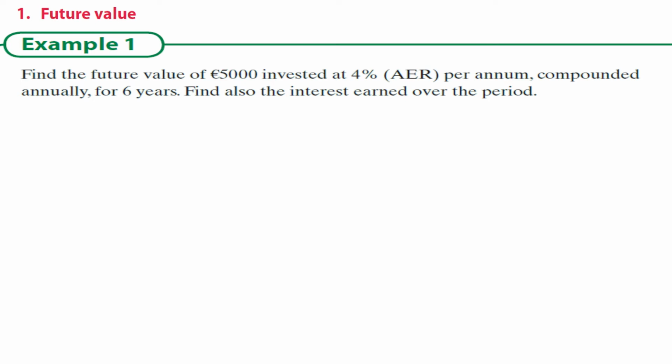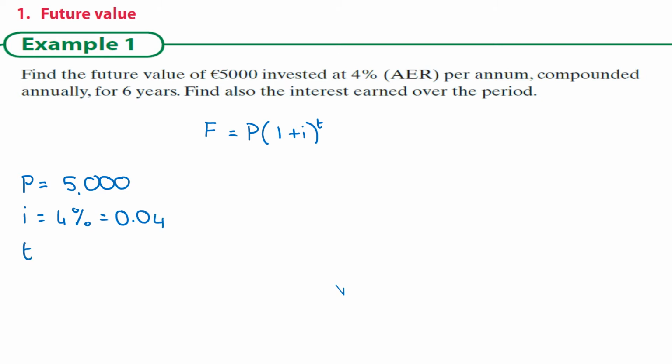So the first thing we're going to do is write our formula. The future value is equal to the present value times 1 plus i to the power of t. I'm looking for the future value. My current present value is 5,000. And my i is 4%, but we don't use percentages, we use decimals, so 0.04, and the time period is 6 years. So F is equal to 5,000 times 1 plus 0.04 to the power of 6. And that can go straight into your calculator.